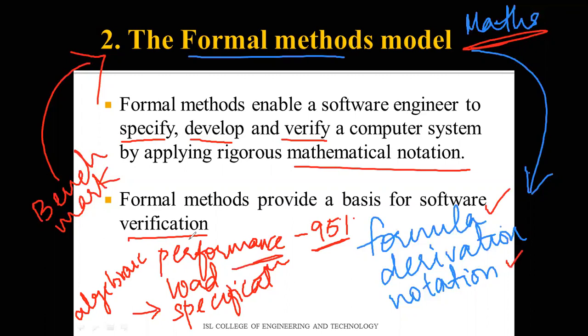If you're focusing on the load, that it can handle 90% of load, how you're going to identify? Based on a particular formula or derivation or a particular notation. This formal methods model is very necessary so that you can completely verify your product, that what you're stating and what you've developed, you've got a match between them. You can verify your software.